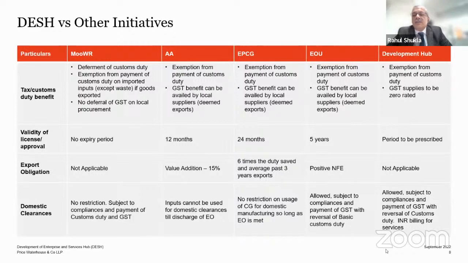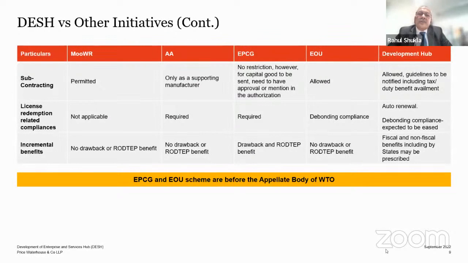Development hub, again, they are proposing that there has to be an input reversal on the customs duty side and GST payment. And of course, IGST billing will be there for services. Moving on, subcontracting, MOVER allows that. Advance authorization only if you have a supporting manufacturer. That's the limited point of subcontracting, and it has to be endorsed in your license.